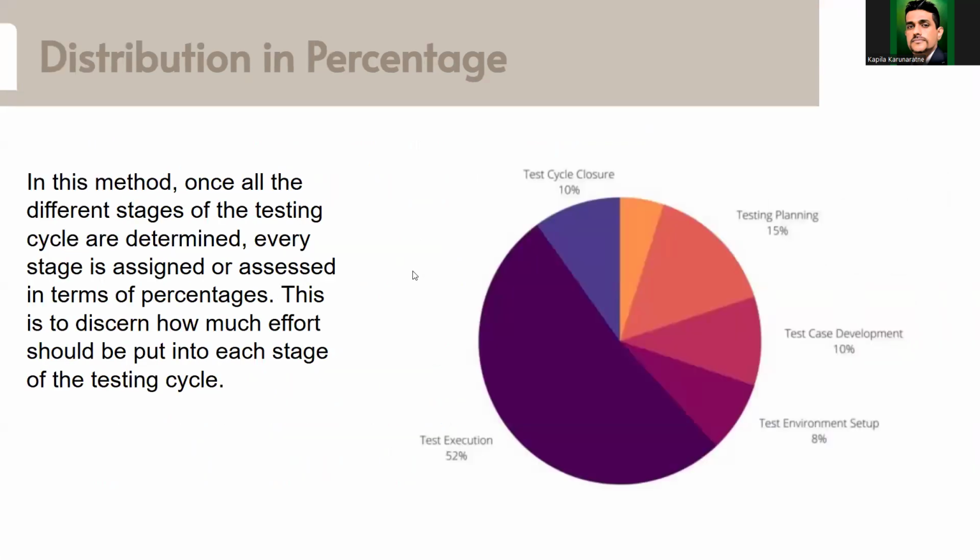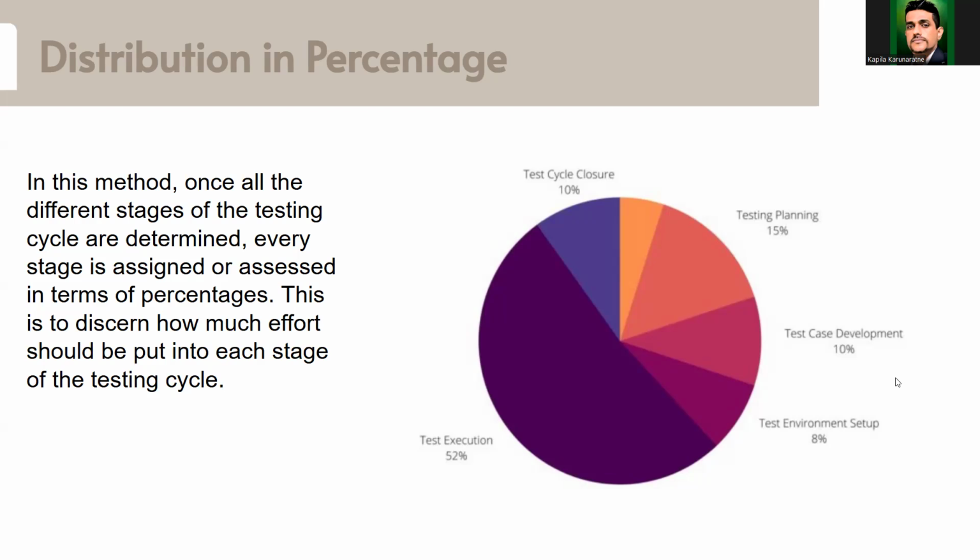The distribution percentage will also be required when we are doing the estimation, because sometimes, based on industry experience, the organization will know that out of your total effort, 50% is required for test execution or something like that, and 10% of the effort is required for test case writing.